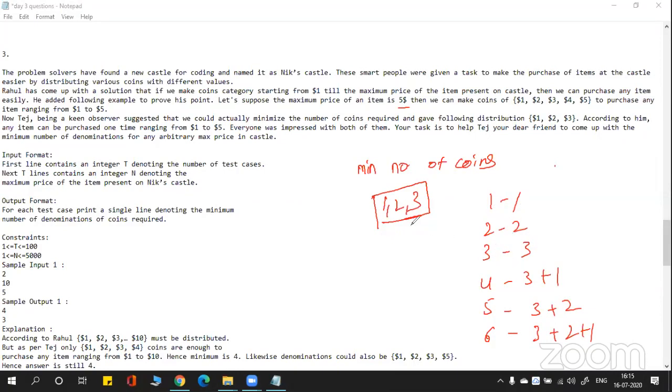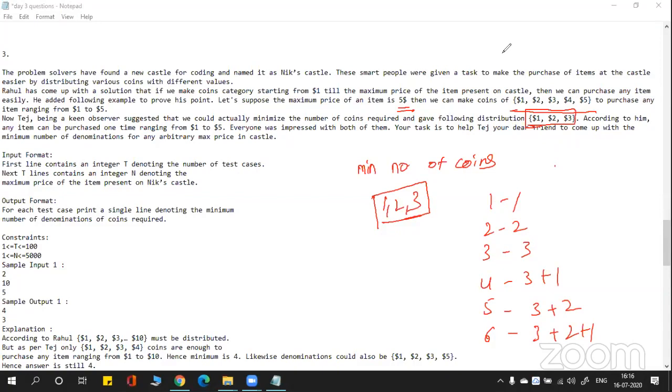So for 10, in order to get 5 rupees, we can go with all these coins of 1, 2, 3, 4, 5, or we can make it with just coins of $1, 2, 3. We just need to find the minimum number of coins required. The maximum can be 5 coins. The minimum is actually 1, 2, 3. Whatever, fine.